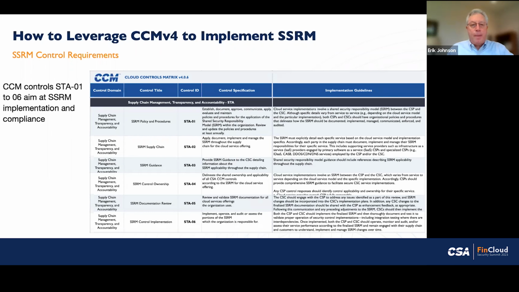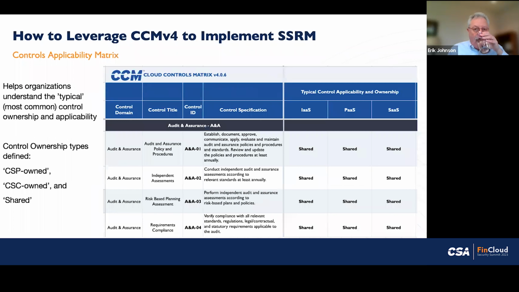Next slide. So this one shows the typical control, applicability, and ownership columns that we added to CCM. So for IaaS, PaaS, and SaaS, is this control typically shared, CSP owned, customer owned, or what have you? And that's described for all the controls, all 197 controls in the matrix. And that gives you an initial feel. But again, the more detailed, more precise delineation you will find in the CAIQ matrix, which is the next slide.